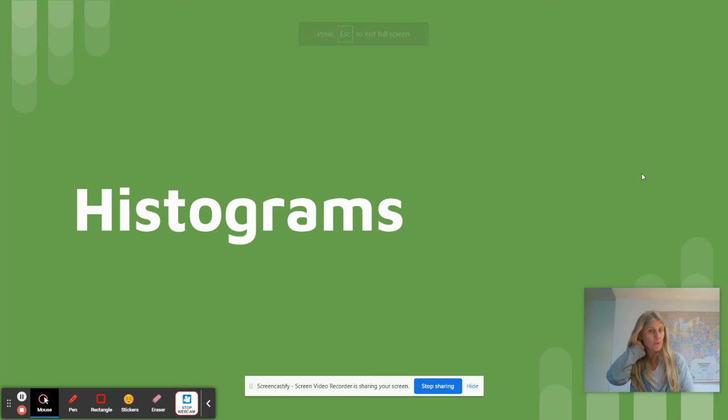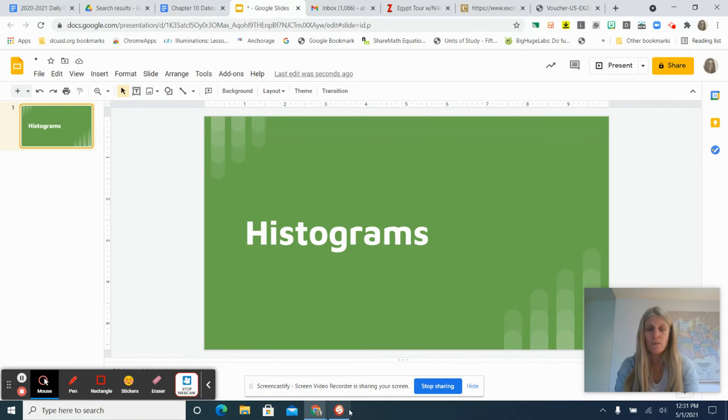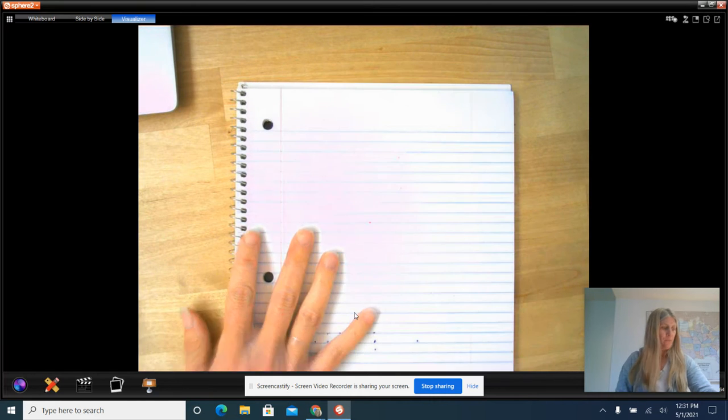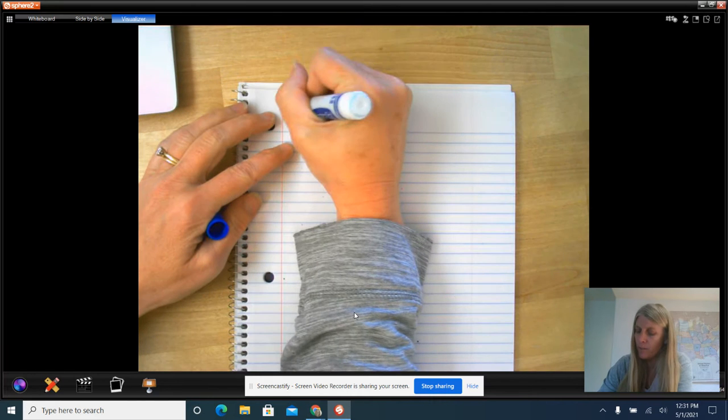Today we're going to learn how to create a histogram and how that's different than other types of data presentation. So we are going to look at histograms.